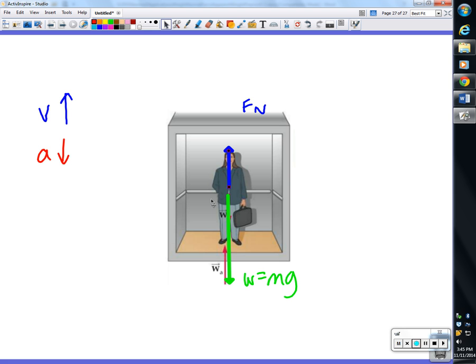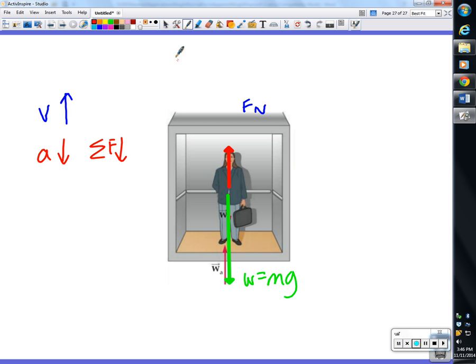If you're traveling upward, but your normal force decreases, and now there's a greater force down than up, you have a net force in the downward direction. If you have net force in the downward direction, you have acceleration in the downward direction. If you're traveling up and you have acceleration in the downward direction, you slow down. It causes a change in your apparent weight, how much you think you weigh.